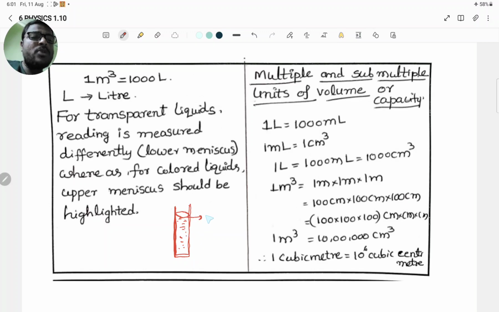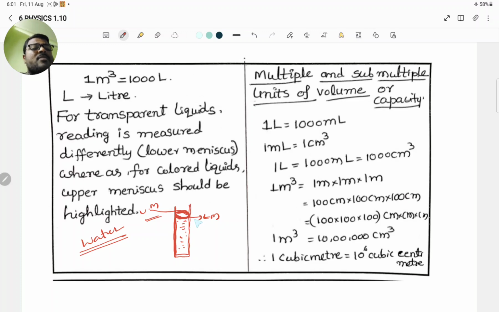This is the lower meniscus, this is the upper meniscus. See here, when you are taking liquids, which type of liquids? Transparent liquids like water. When you have to take transparent liquid like water, you have to consider the lower meniscus. Otherwise, for colored liquids, you have to consider this one.